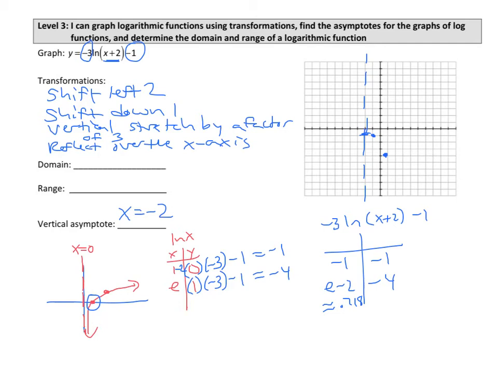And this log function is upside down. It reflected over the x-axis, so it's going to look like that. And the domain is, the lowest x value is -2 to infinity. The range is -infinity to infinity.